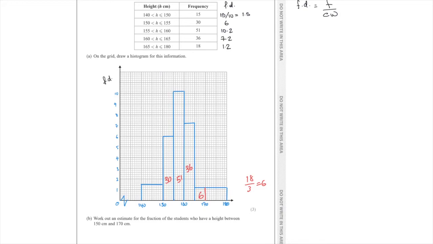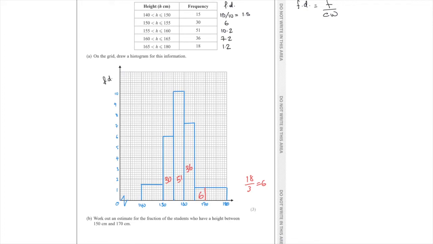Now I must mention here, the reason why they say the word estimate is because we are assuming that these 18 students are distributed evenly here, that there are 6 here, 6 here, and 6 there. But that might not be the case. All 18 students could be between 170 and 180, but they fall within the realm of 165 to 180. Or all 18 students could be between 175 and 180. We don't know, but we're assuming that they're evenly distributed. That's why they say find an estimate, okay?